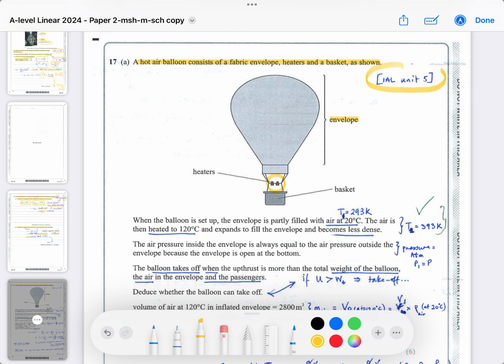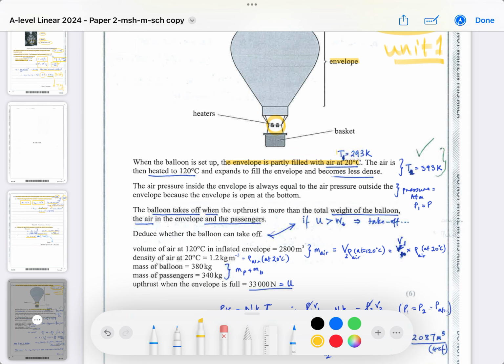When the balloon is set up, the envelope is partially filled with air at 20 degrees centigrade. This is unit 5 because it's thermodynamics. Temperature is 293 kelvin. The air is then heated to 120 degrees centigrade and expands to fill the envelope, which becomes less dense. So the second temperature they heat it up to is 393, a temperature change of 100.